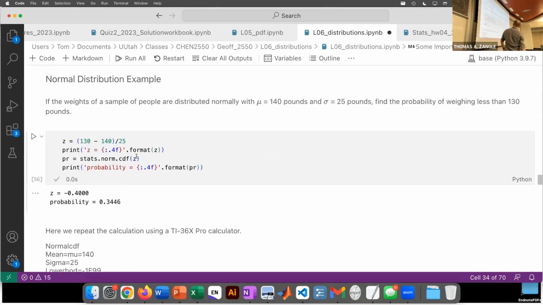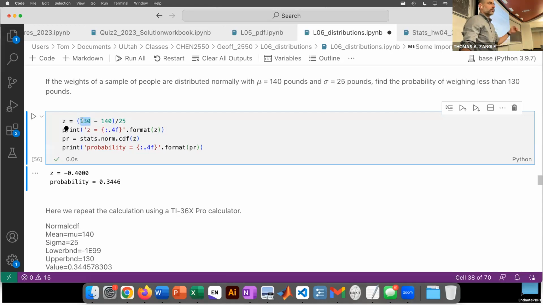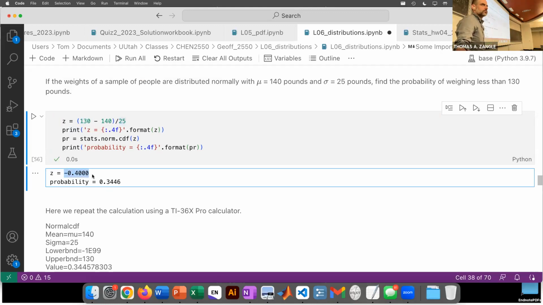Okay, so to make it a little more concrete, let's talk about an example just briefly. So if we have weights of a sample of people distributed normally, and we know the mean and the standard deviation. So mean is 140, standard deviation is 25, and we want to know the probability of having someone that weighs, or picking someone out that weighs less than 130 pounds. So what we're going to do is we're going to first compute a z-score for the event that we're trying to analyze. In this case, that event is going to be for someone weighing less than 130 pounds. And so our z-score is 130 minus the mean, 140, over 25. And so our z-score is minus 0.4, right?